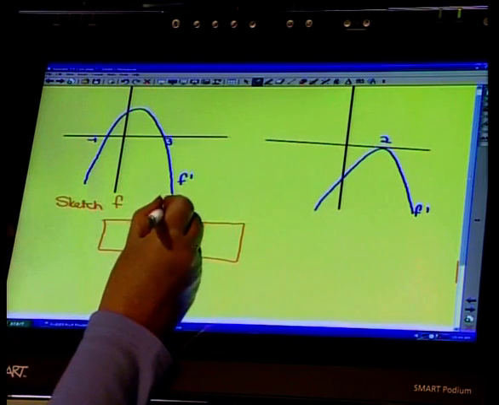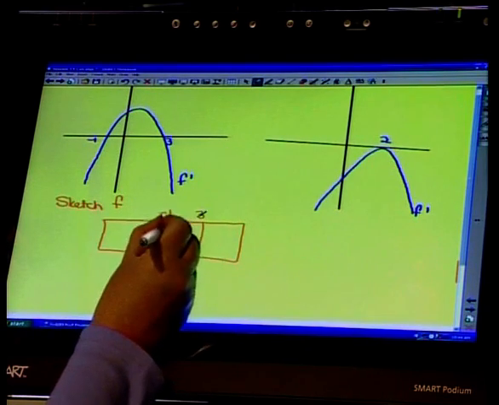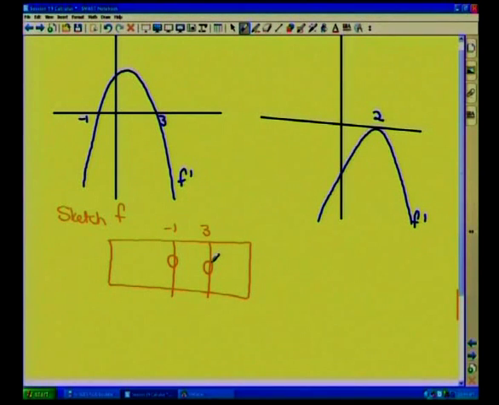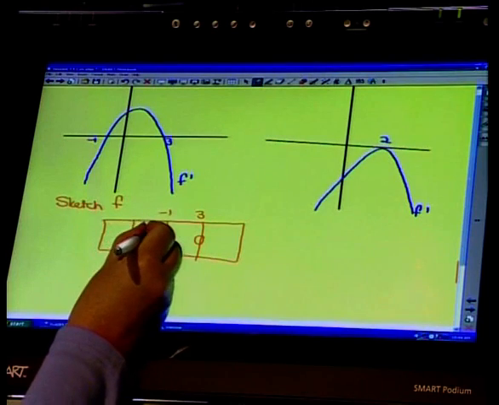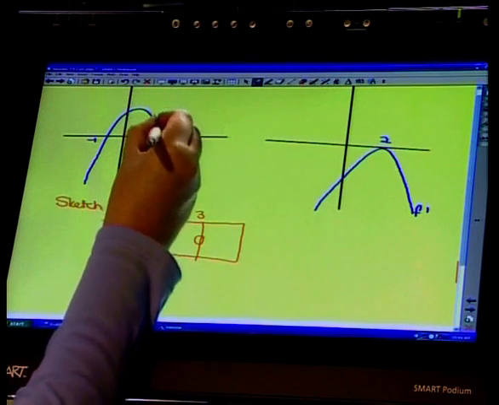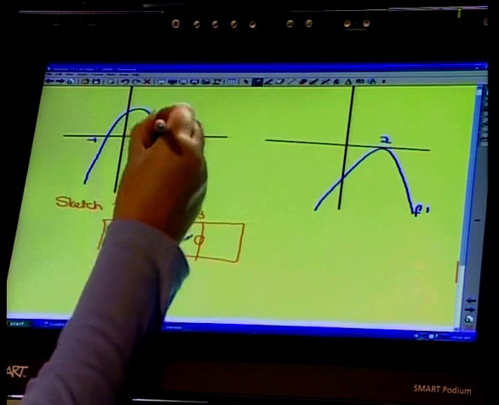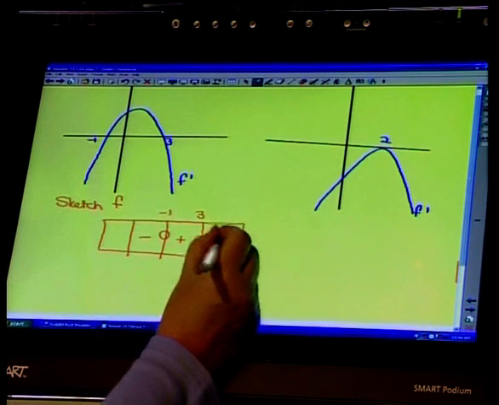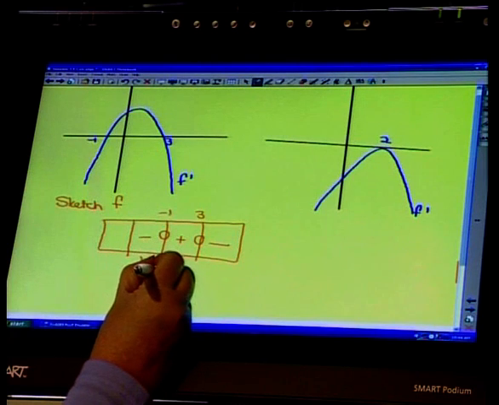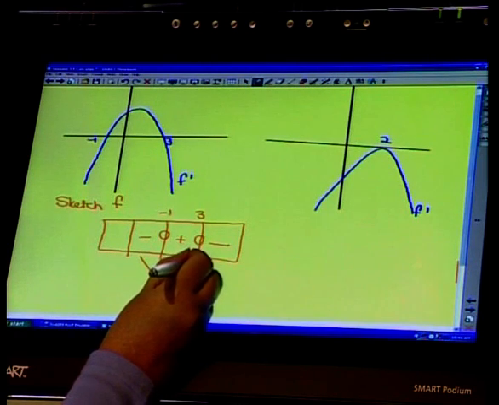Okay, we're getting a 0 at -1 and a 0 at 3. So that means our stationary points are going to happen there and there. Now, what do we know about the derivative here? Well, it's clearly negative. Over here, it is positive. And over here, it is negative. So what's happened? We've gone down, leveled out, gone up, leveled out, gone down.